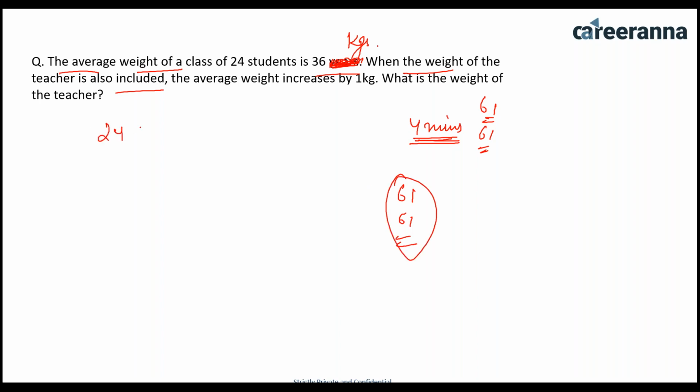Let's do it. 24 multiplied by 36. What is the value? Very good. 864. When the weight of the teacher is also included, number of people become 25 now. Average weight increases by 1. So average weight increases by 1, which is 37. Solve it for me.